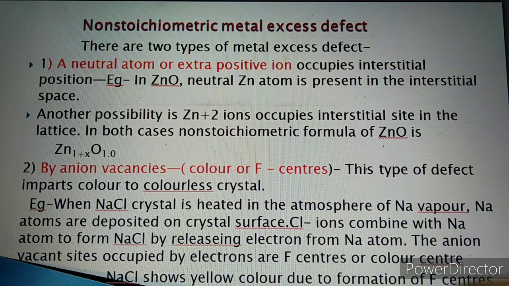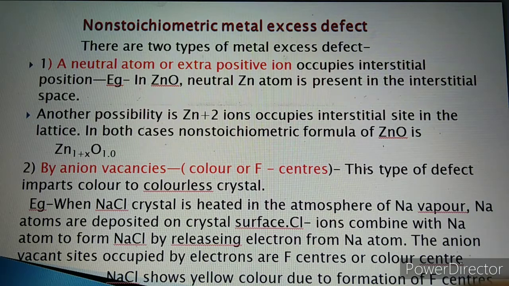In short, what are anion vacancies? In the non-stoichiometric metal excess defect, anions, that is negatively charged ions, are added. For example, NaCl dissociates giving Na plus and Cl minus. Cl minus has negative charge, that is the anion. When this anion is added, the Cl minus combines with the Na atom to form NaCl, releasing an electron. So what should be the reaction?